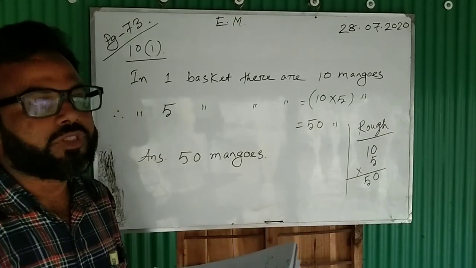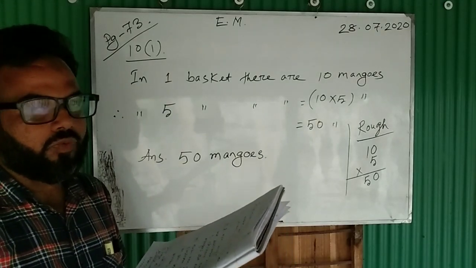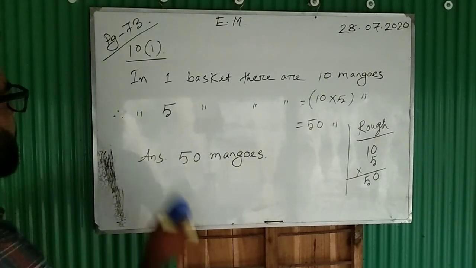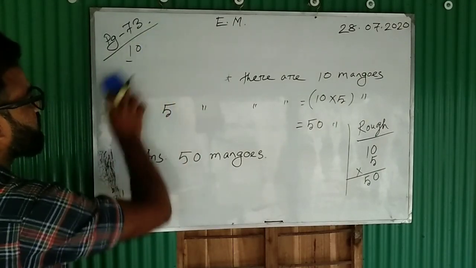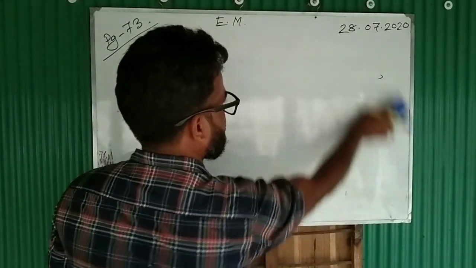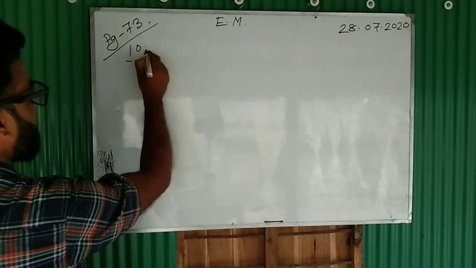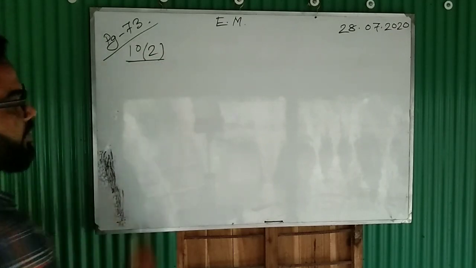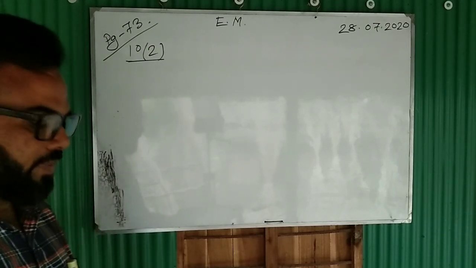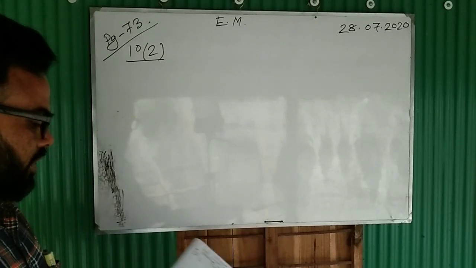Each child, that means one child. How many mangoes does one child get? Now, I erase the solution of number 1. Now, question number 2. It's the reverse of 1. In one, there we multiply, and here we divide.